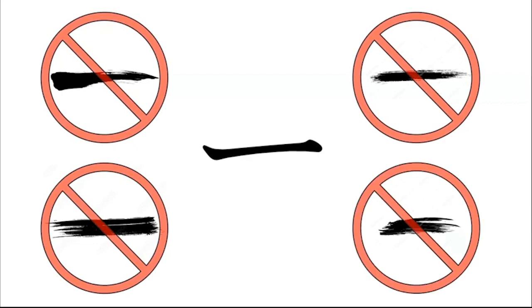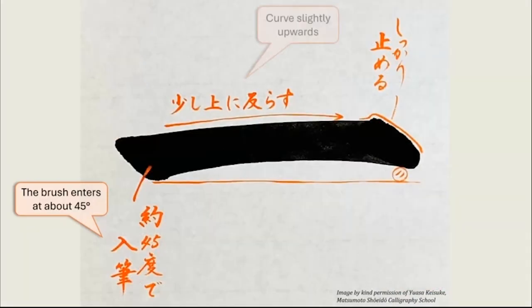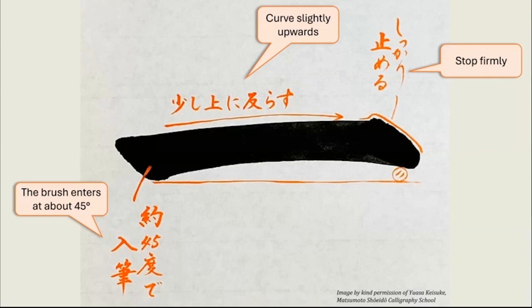And these are some examples, except they are not all the number 1. Ichi is not just a horizontal line, and only one of these is the character for 1. So here it is again, with instructions from a modern calligraphy teacher about how to write this character correctly.